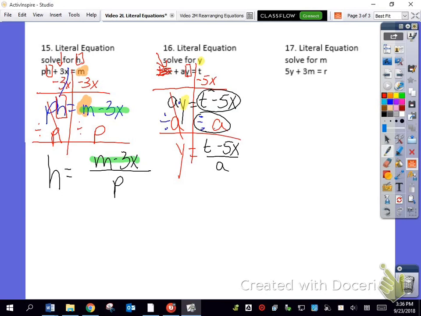Number 17, solve for m. Draw your line. Now remember, I'm solving for m. So I got to get rid of the 5y first. Look in front. That is a positive. The opposite of positive 5y is a minus. Now some of you may prefer doing minus 5y like that, which is totally fine. Because I can't put them together. One's an r, one's a y, so I can't put them together. And then the opposite of multiplying by 3 is to divide by 3. So m equals, since I have division, I'm going to draw my division bar. All of this goes on the top, r minus 5y. And then 3 goes on the bottom. And you're done. And that is solving literal equations.